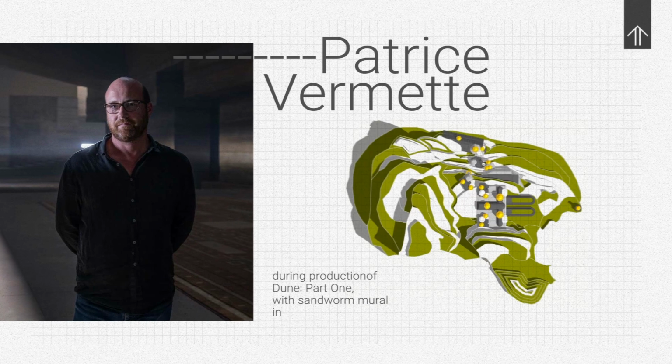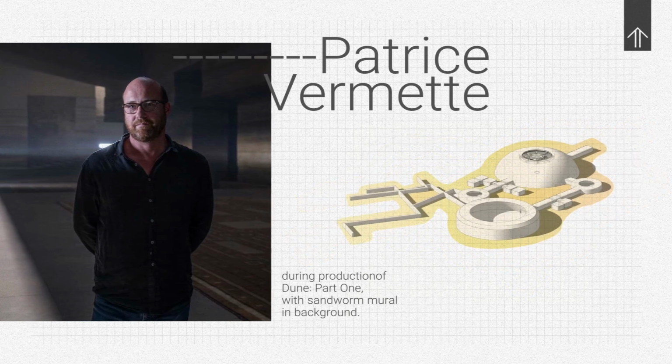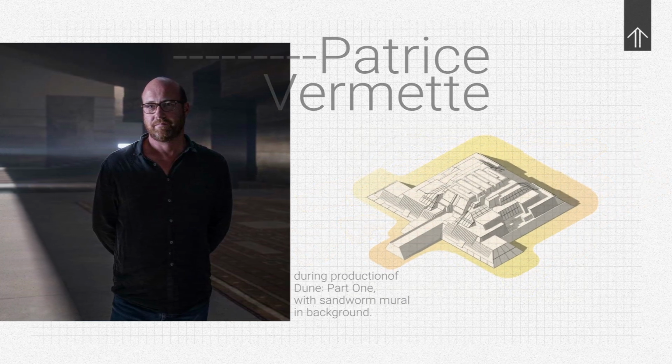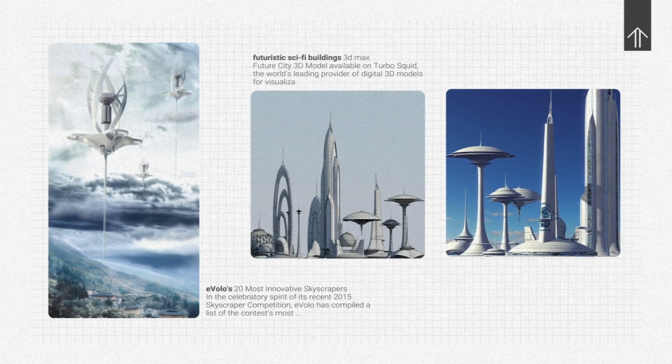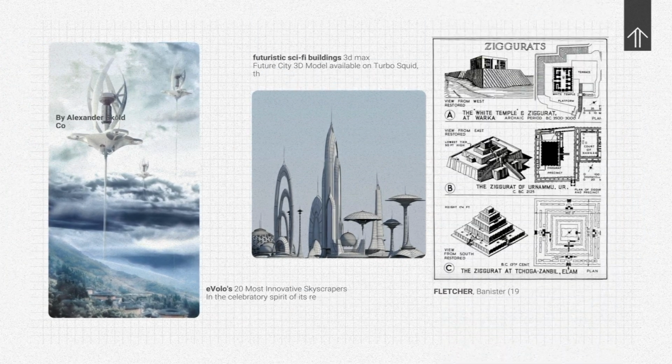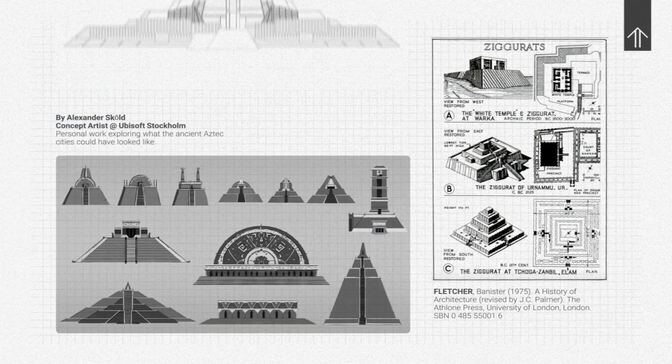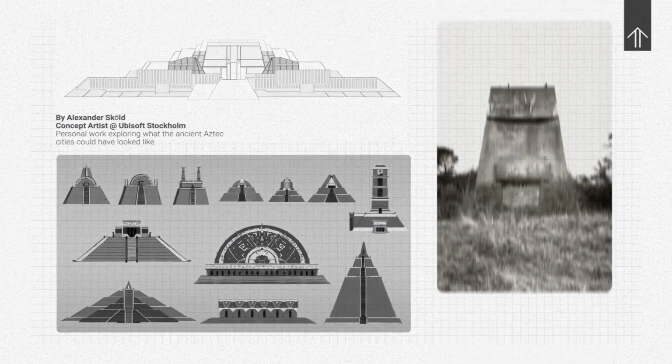Patrice Vermette, Dune's production designer, was faced with the task of designing 10,000 years in the future for this movie. But instead of looking through the stack of state-of-the-art technology, he looked back at various architectural styles, from Egyptian and Aztec pyramids to World War II bunkers to get inspired.